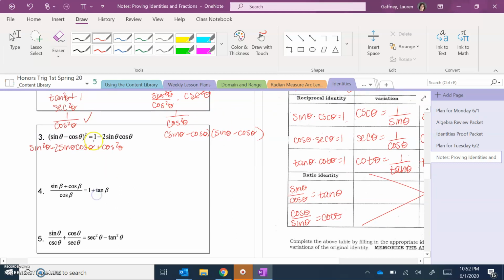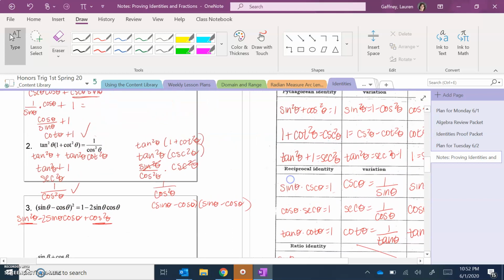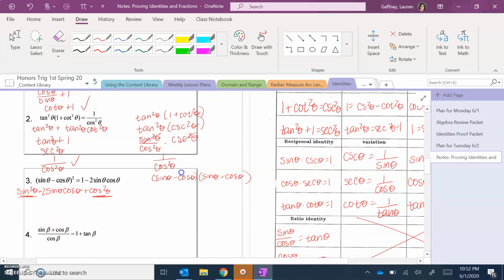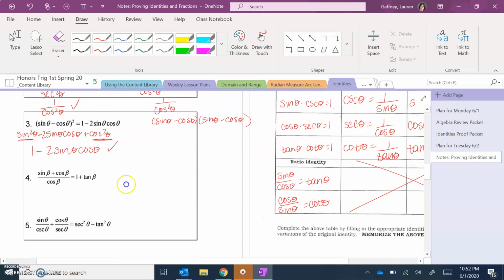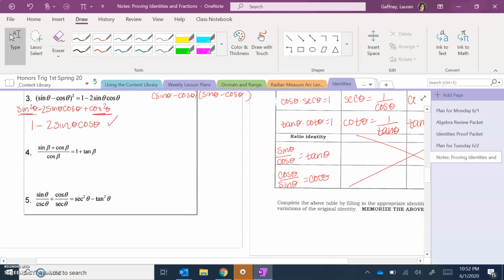Our goal is to get to 1 minus 2 sine theta cosine theta. Well, we have the minus 2 sine theta cosine theta. So what can we do with sine squared plus cosine squared? Ooh, an alarm should go off in your brain. That's equal to 1. So I'm going to replace those two. They don't need to be right beside each other to do that. So I'm just going to replace those with 1 minus 2 sine theta cosine theta. Done. All right, let's try another one.